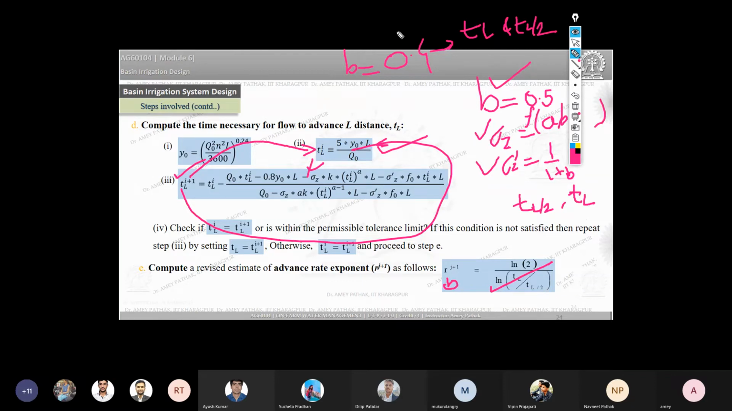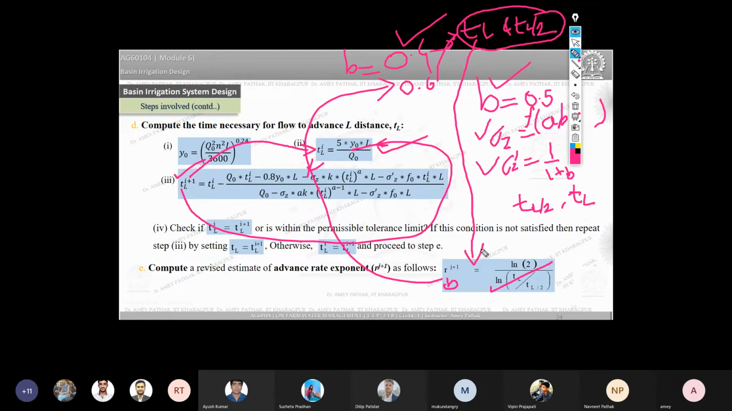Now if this initial guess of 0.4 is correct, and for that matter our calculated values TL and TL by 2, then whatever B we are getting here should also be close to 0.4. If it is not, then we have to substitute this value here and redo this entire calculation. Let's say in this step we have got B is equal to 0.6. Now you have to substitute 0.6, and based on 0.6 calculate TL and TL by 2. Now based on this TL and TL by 2, if in the new iteration you are again getting B is equal to 0.6, then it means our initial guess of B is equal to 0.6 is actually correct.